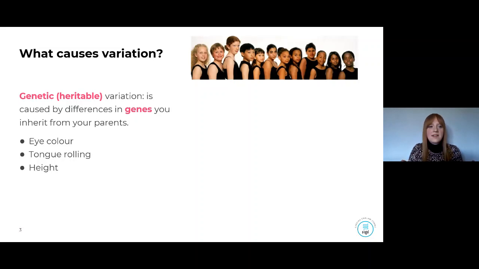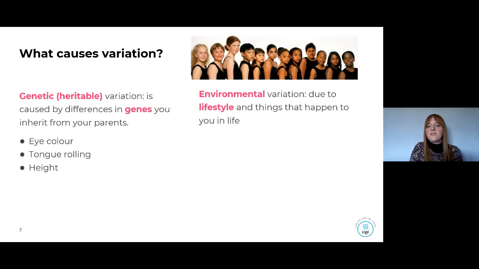All you've got to think about is identical twins. Identical twins share the exact same DNA. They came from one single sperm and egg, which then split into 2 cells. But if you know any identical twins, you probably can tell them apart. And the reason why you can tell them apart is because they have what we call environmental variation.